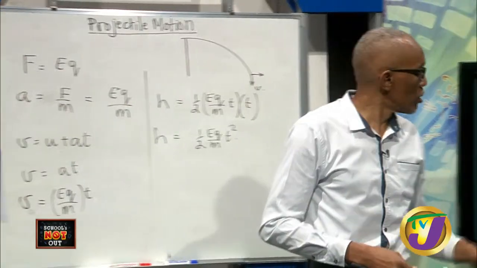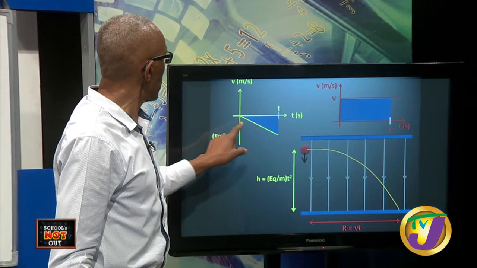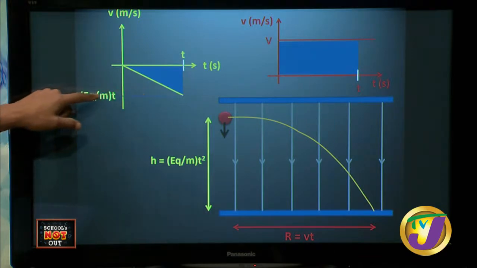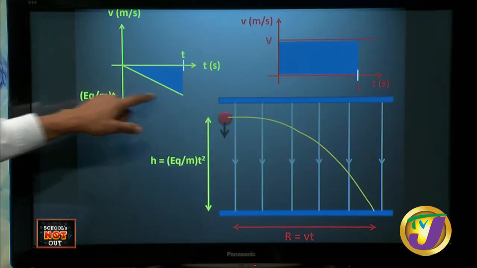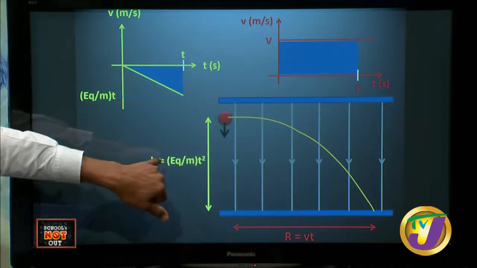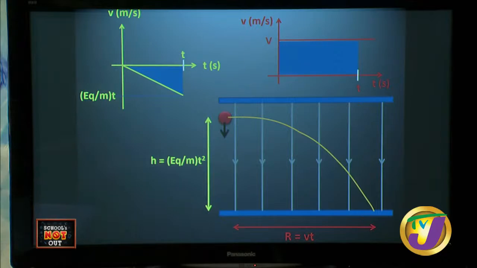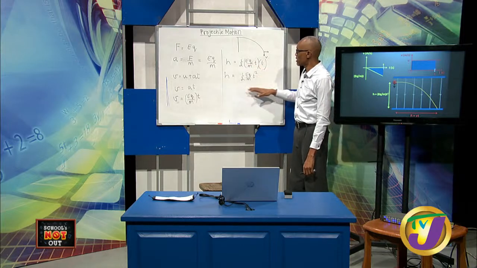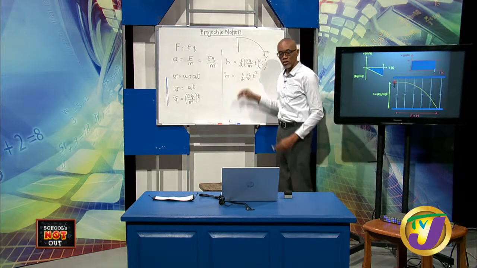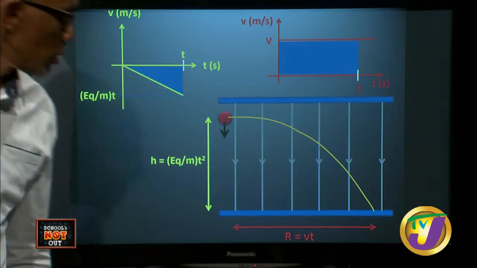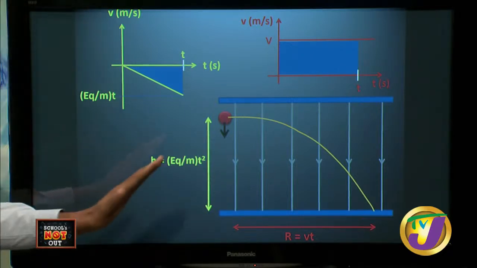And from the graph, remember this is a triangle, so it is half base times the height of the triangle. And this is the point at which the particle strikes the bottom plate, so it has velocity EQ over m times t. And so h is half. There is an error here. This ought to have a half there. Right? h is half EQ over m t times t, half base times height. And so this is what h would be equal to. So here, there is an error. There ought to be a half there. Okay? All right.